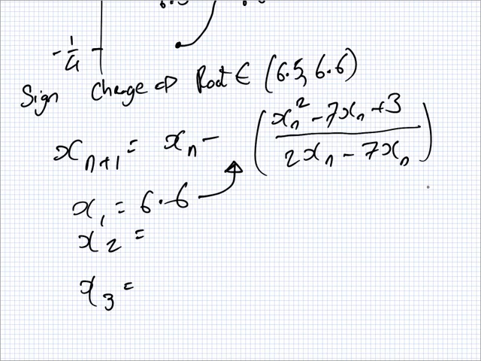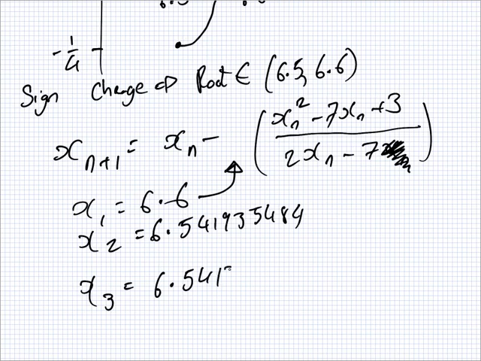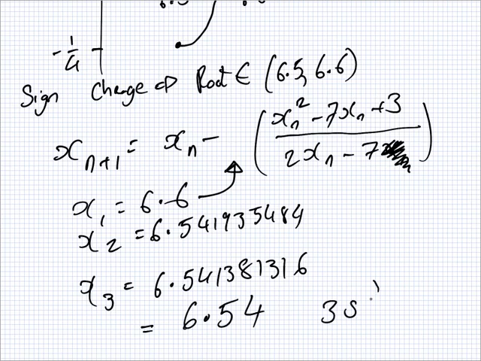Of course that's wrong. There's no xn here, sorry. So for the next value I get 6.541935484, and then if you put that number in you get 6.5413811316. So to 3 significant figures we think the root is 6.54.